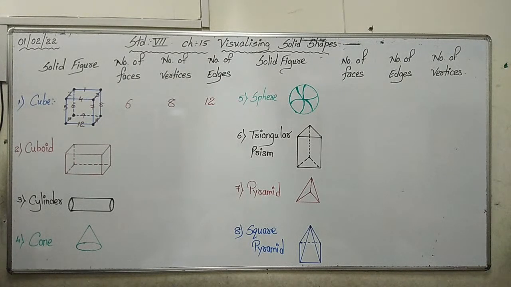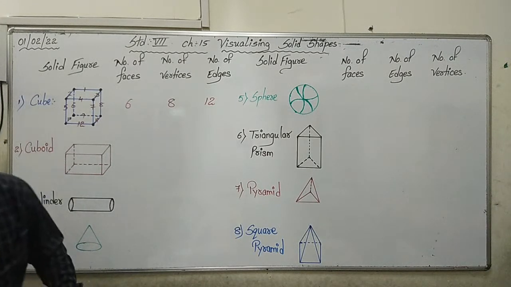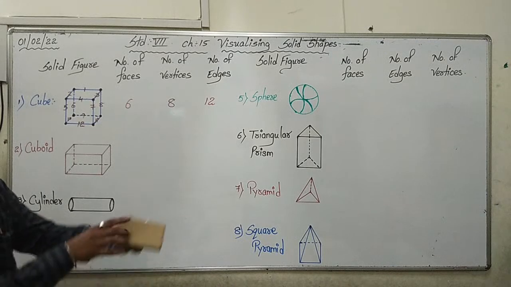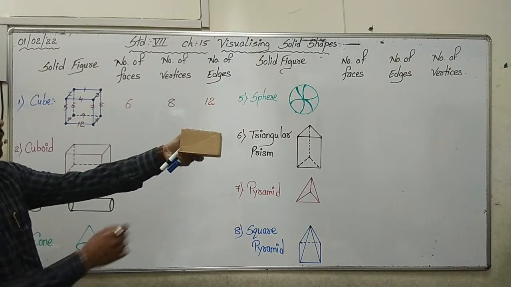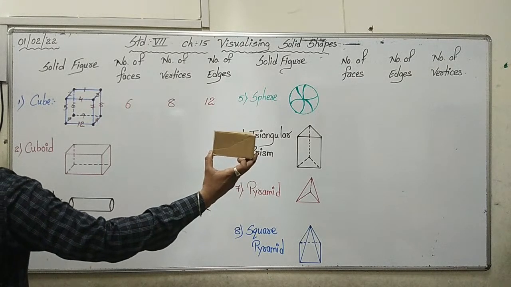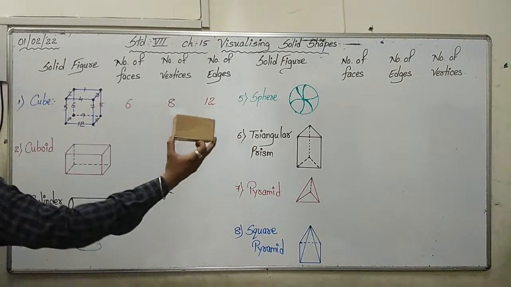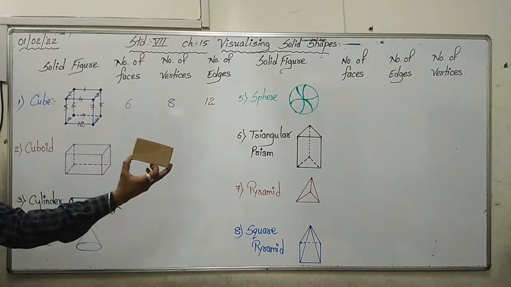So the cuboid, you can see, is the form of rectangular sheets taken together. Put them together block-wise, so it will form a cuboid. You can see here, the cuboid is there. Now, how to identify the faces?